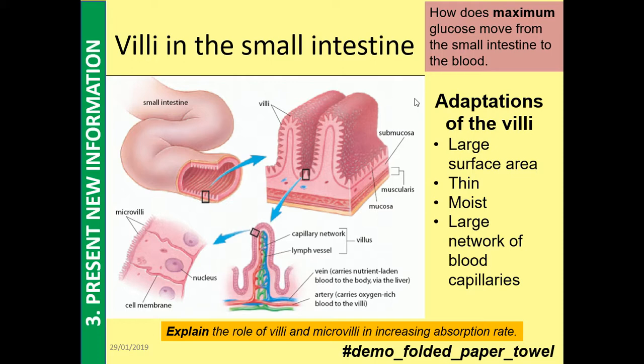Okay, here's some pictures of the villi in the small intestine. We said they have a large surface area. They have a very thin size so that it's easy for molecules to get through. There's a lot of moisture there so that the molecules are soluble. They must move across when they've been dissolved in a liquid. And there's a large network of blood capillaries, so lots of different places for them to go to once they get through the villi.